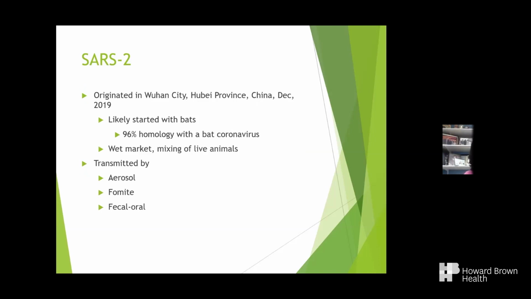SARS-2, here we go. We do now think that it started with bats, 96% homology with a bat coronavirus. Again, felt to be due to the mixing of live animals. And we do feel it's transmittable by aerosols, fomites, and fecal oral. So that's really important for our patients to know that it has definitely been identified in stool, and we feel that that is a mechanism for transmission.